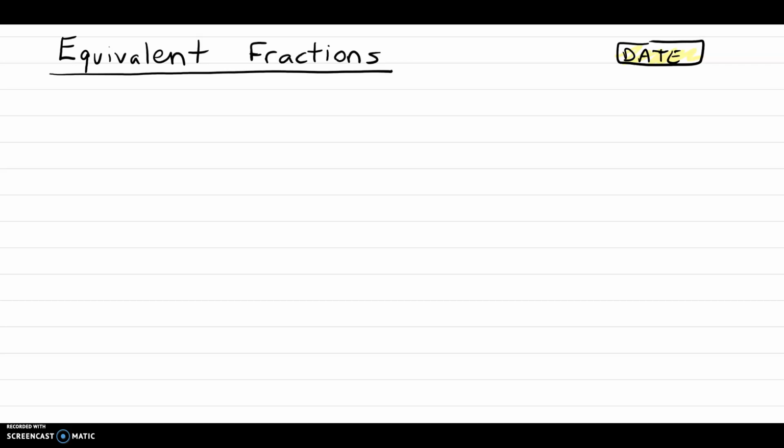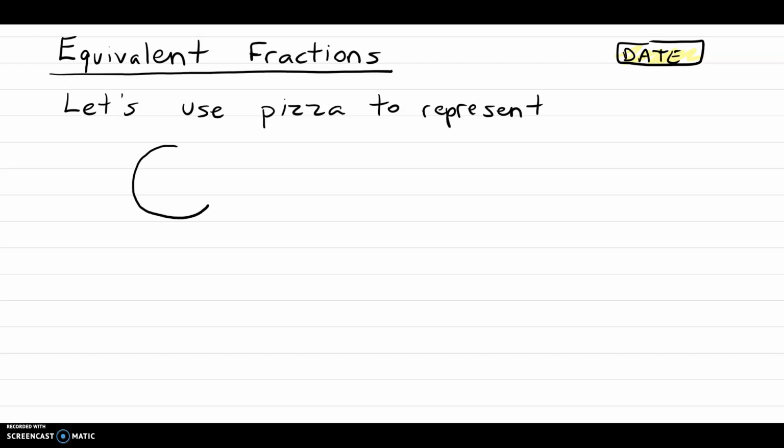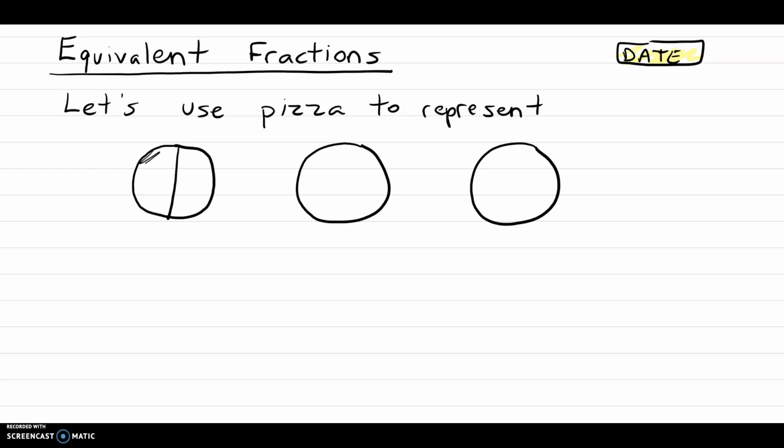To think about equivalent fractions, we're going to use pizza. So think about a pizza. I'm going to draw 3 of them. If I wanted half of the pizza, I would cut the pizza in half and take 1/2 of it. So this is 1/2 of the pizza.